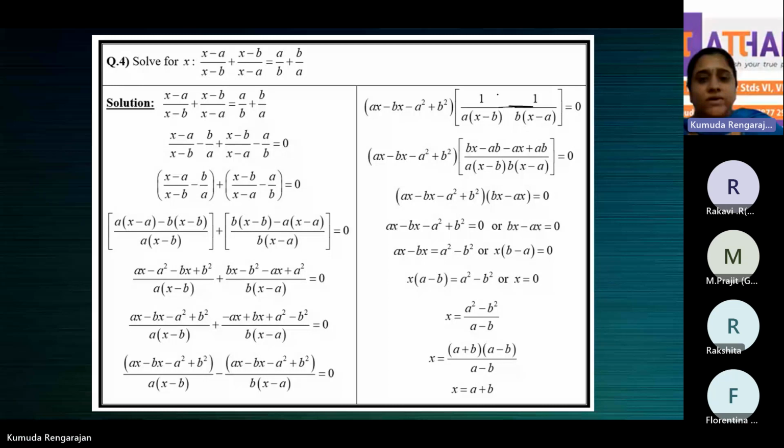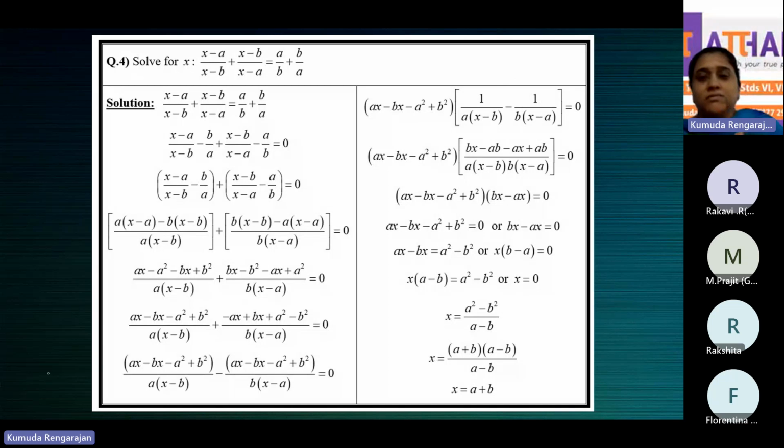This one will go away. So what will you have here? b into x minus a, minus a into x minus b. This b into x minus a will come here, minus a into x minus b here. So what do you get? bx minus ab, bx minus ab, minus ax plus ab, minus ax plus ab.